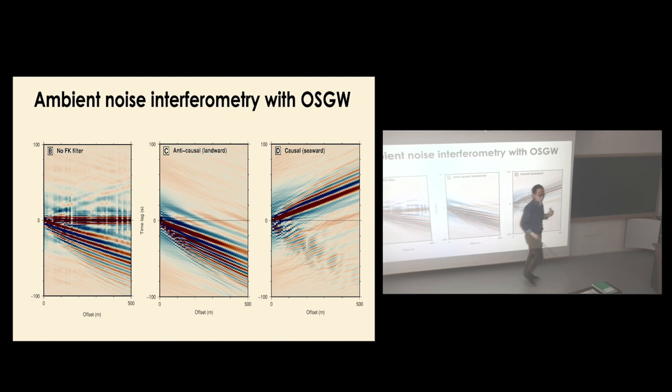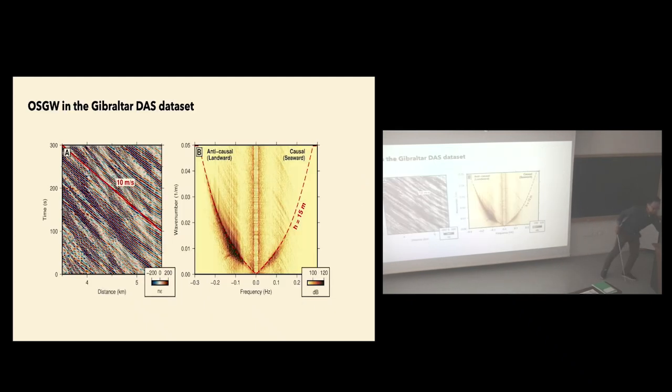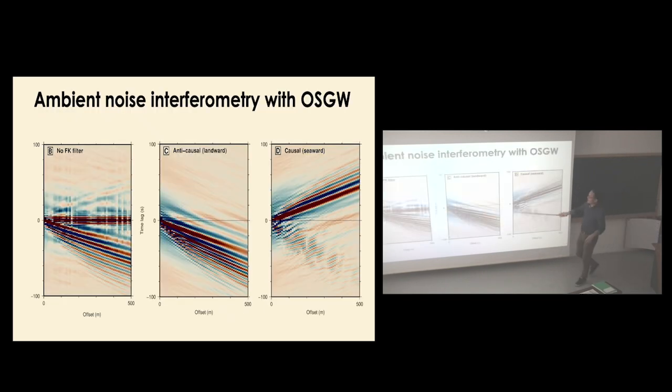But because we have this dense array, we can do something fancy. We take this FK diagram and we can filter it. We can separate the wave field into the landward propagating part and the ocean propagating part. And I can cross-correlate the two separately, right? So now I don't have the dominating effect of the landward wave. The landward gets the same result as that one. I can also derive very clear energy on the ocean propagating part, which is great.